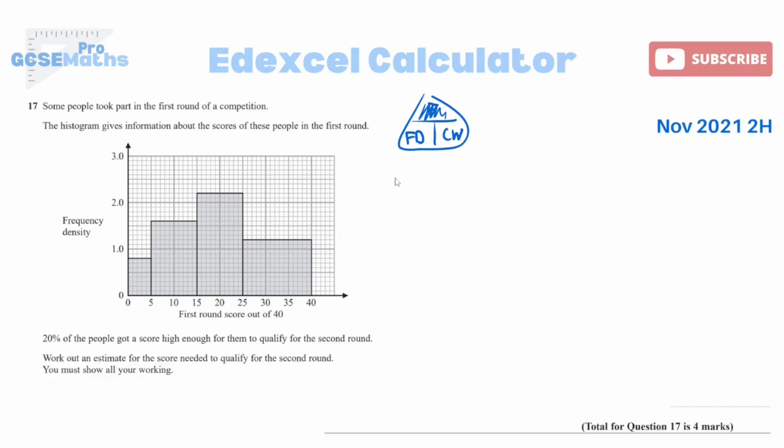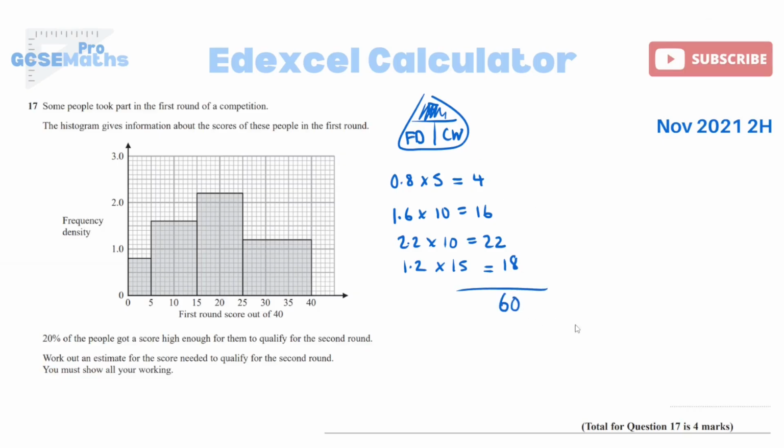So the first one, just be careful of the scale, make sure you're reading that correctly, is obviously 0.8 times 5, which is just 4. Then we've got 1.6 times 10, obviously 16. Then we've got 2.2 times another 10, so 22. And the last one is 1.2, but be careful, it is actually now by 15. So that's 18. And then obviously I'll add them up to find my total frequency, and you should get 60. So there's 60 people in this histogram.